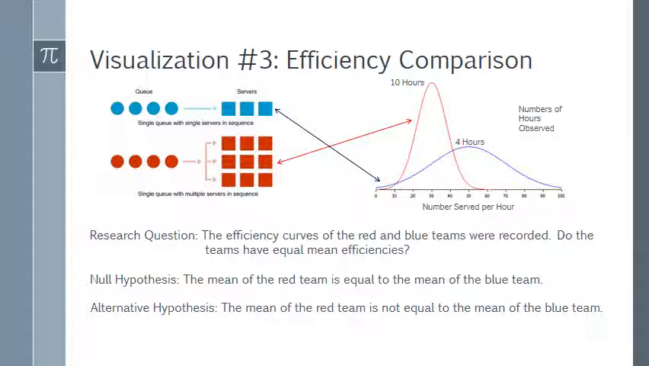Research question posed here: the efficiency curve of the red and blue teams are recorded. Do the teams have equal mean efficiencies? The null hypothesis: the mean of the red team is equal to the mean of the blue team. The alternative hypothesis: the mean of the red team is not equal to the mean of the blue team.